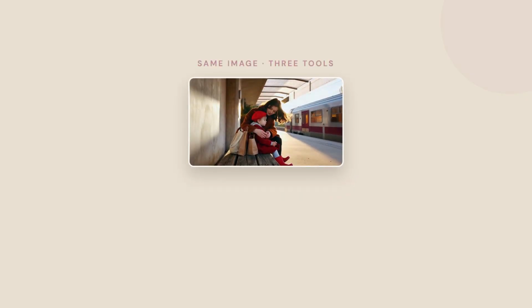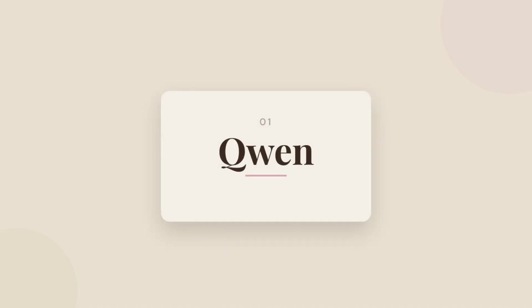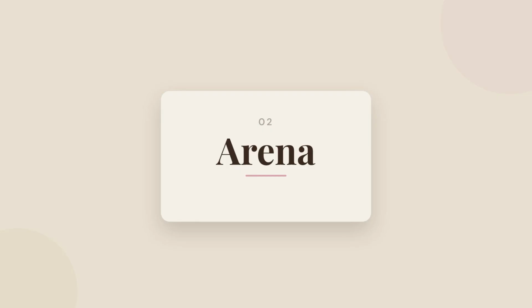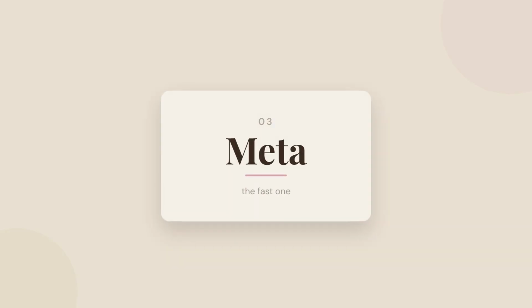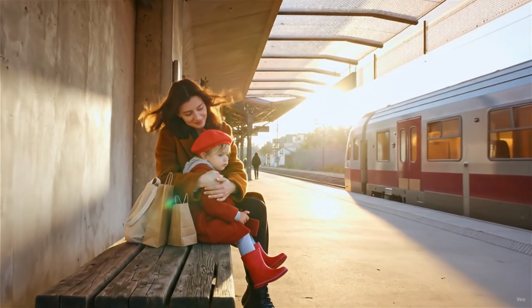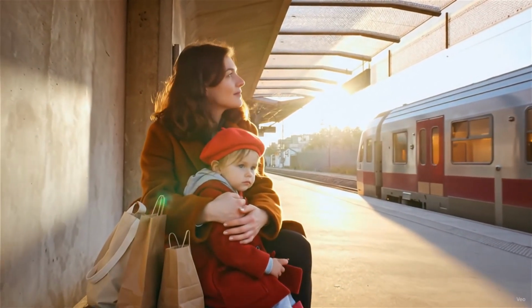So, let's put it all together. The same image, 3 tools. Here's who wins. The best looking clip, that's Qwen, every single time. And that's the one I reach for. The easiest sign up and cleanest download, that's Arena. And when you just need something fast, that's Meta. And Veo on its own, I'd skip it. It's beautiful, but it puts its name on every free frame you make.